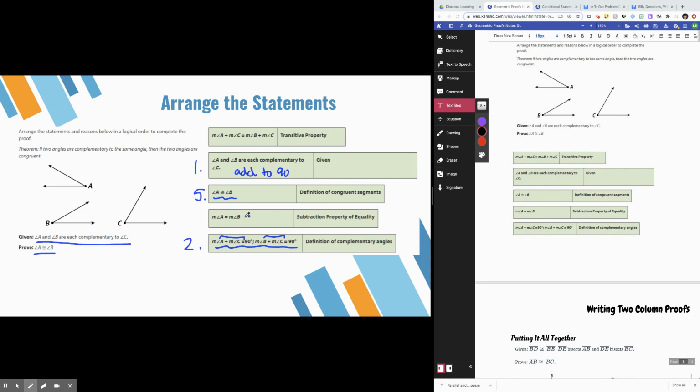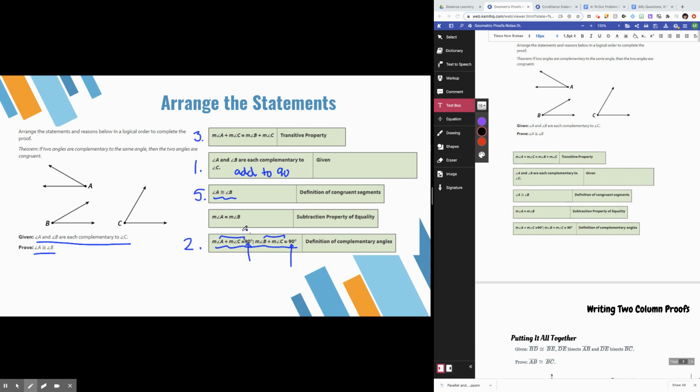Okay, and then our third step, we have to think about, okay, if here's my second step, how could I combine those 2 equations, right? And I can combine them with the transitive property, because see how they are both equal to 90 degrees? So up here, I have the transitive property, and I've combined my 2 equations. So that's my third step.